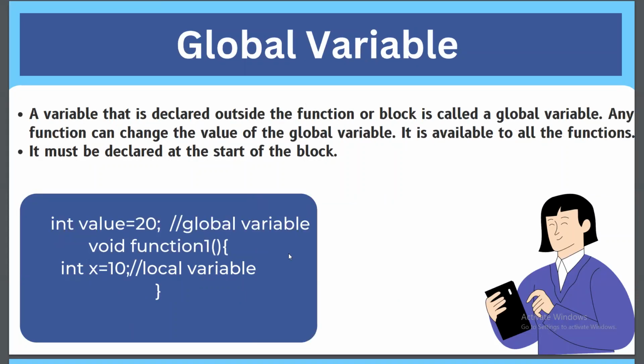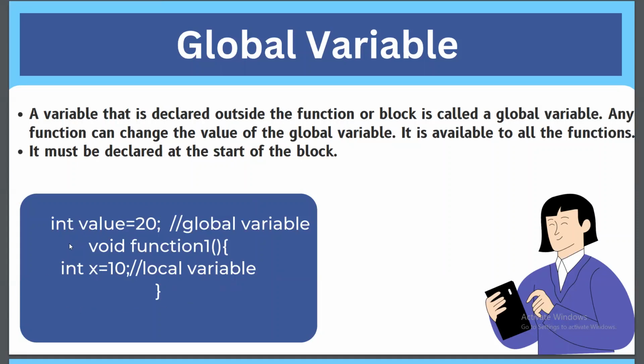Second one is the global variable. A variable that is declared outside the function or block is called a global variable. Any function can change the value of the global variable. It is available to all the functions. So the global variables are the ones declared outside the block.